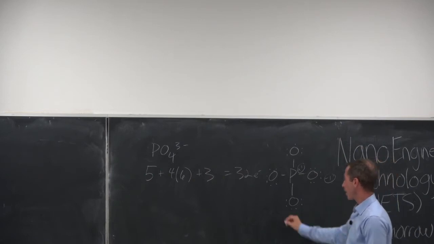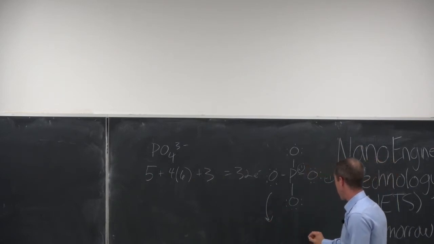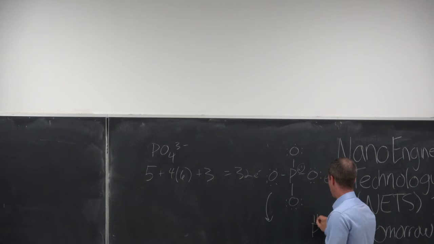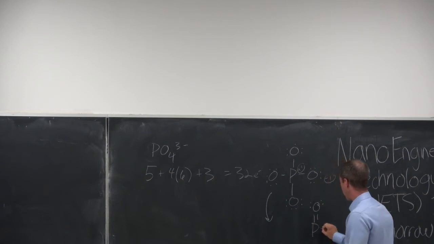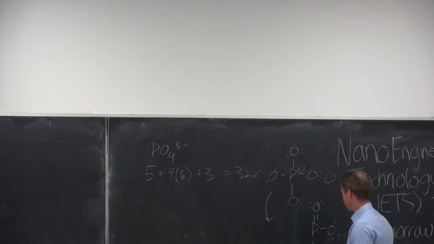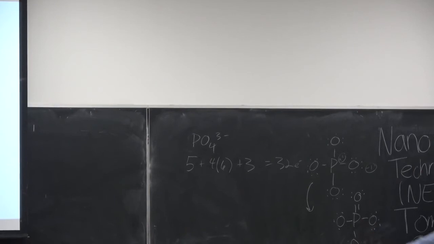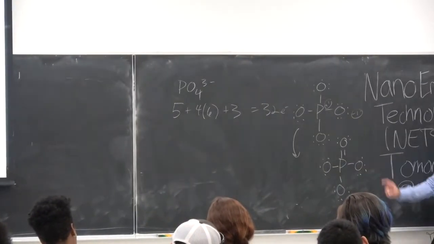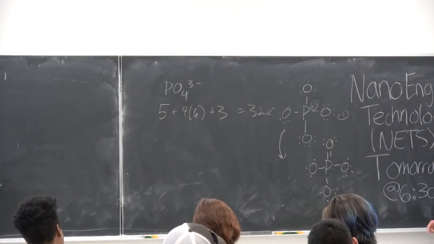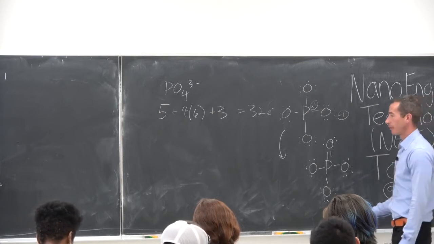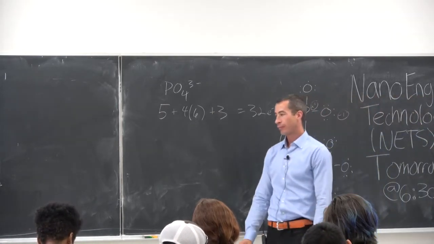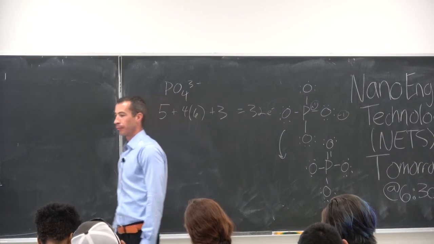But what actually happens is that you get a double bond on one of them. And that's your 3-, and phosphorus has no net charge. So you want to make it so your central atom doesn't have a net charge? That's generally more stable. Yeah.